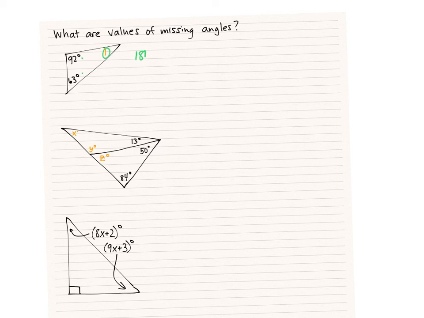So you take 180 and you subtract your two values that you know, and then what you're left with is the one that you're missing. In this case, it's 25.